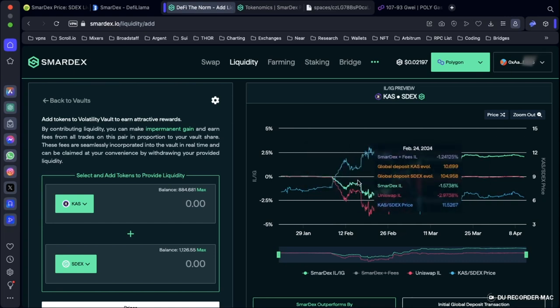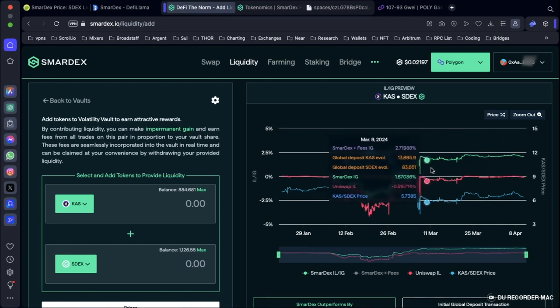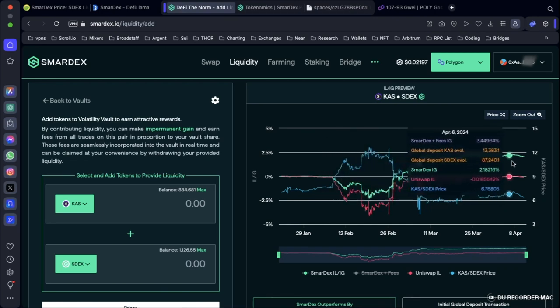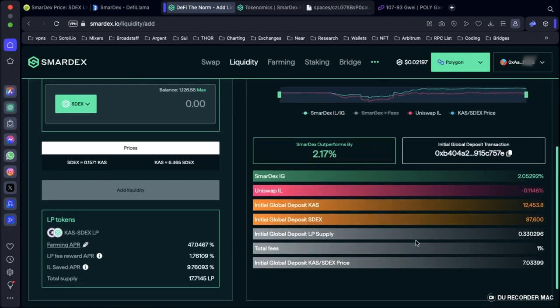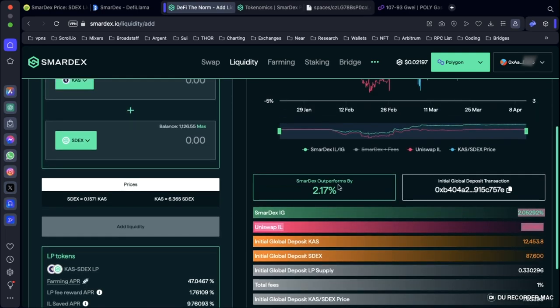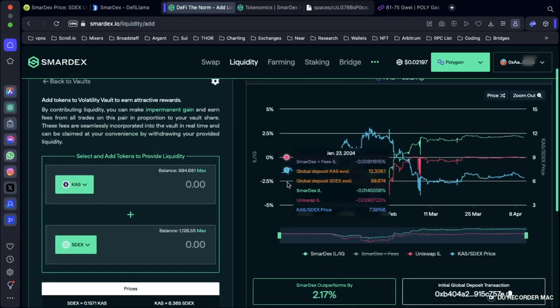So it seems from this data that as Uniswap drops, or impermanent loss increases in Uniswap, it's always less on the SDEX volatility vault, which is pretty cool. It has the metrics down here as well, the performance over time. By their metrics, the SmarDEX AMM outperforms Uniswap when it comes to impermanent loss by about 2.17%. But all that aside, let's create the LP token.